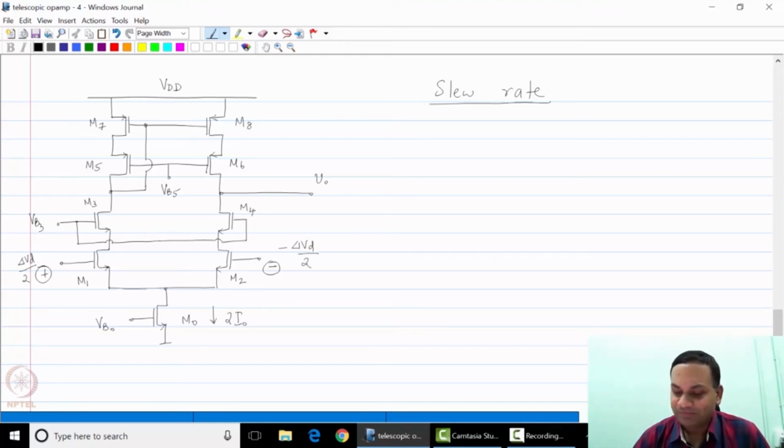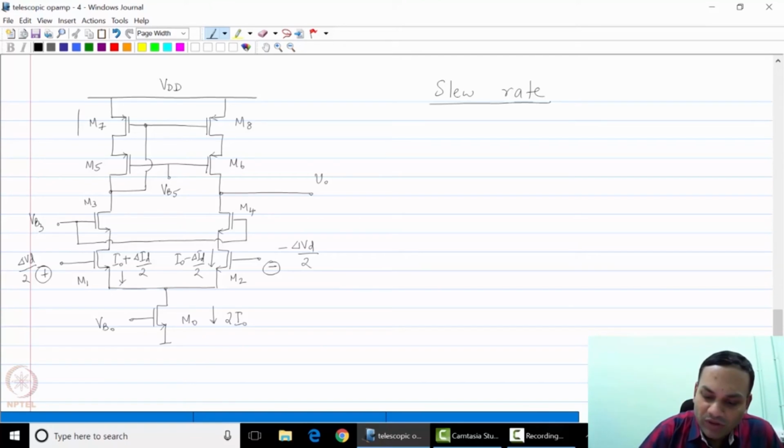As you might imagine, the currents are now I0 plus delta ID by 2 flowing downwards, and I0 minus delta ID by 2 flowing downwards through M2. And these are the incremental currents. Delta ID by 2 and minus delta ID by 2 are the incremental currents through M1 and M2. Now what happens to these incremental currents? These currents flow through the other transistors.